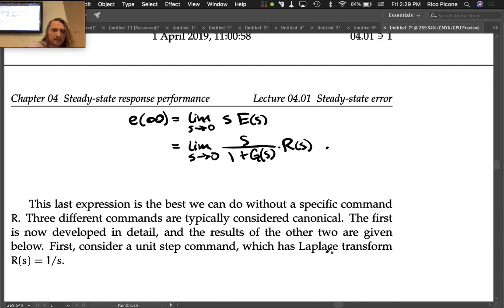So these 3 different commands are typically considered canonical. The first is now developed in detail, and the results of the other 2 are given below in the table, and we'll look at that in a minute. So first consider a unit step command, which has the Laplace transform 1 over s. Oh, do you have a question?